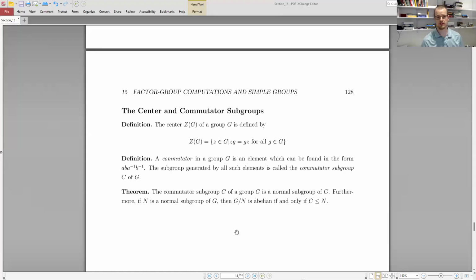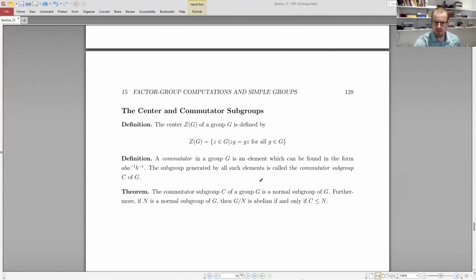Welcome to the office. I want to take a quick look at a couple of definitions and a theorem here, just to give us what we need in order to take a look at a couple of examples. So we have two subgroups of particular interest. These are normal subgroups. One of them is the center of a group.